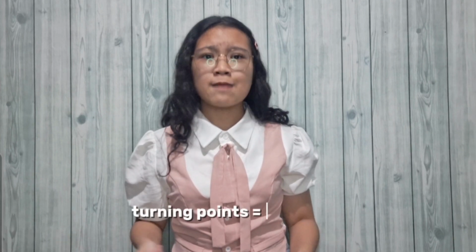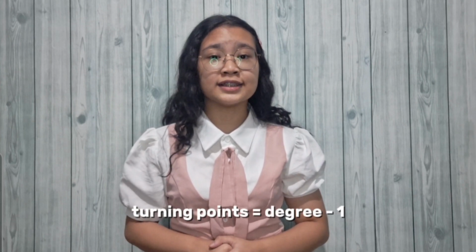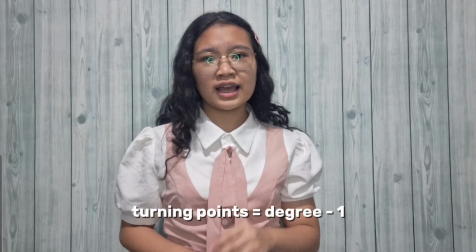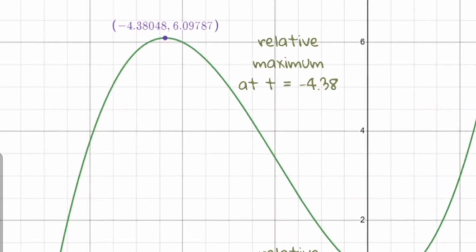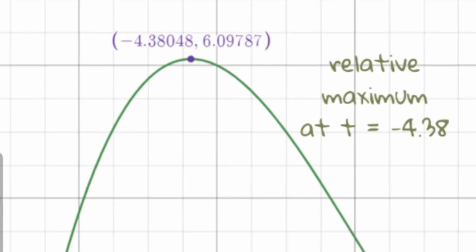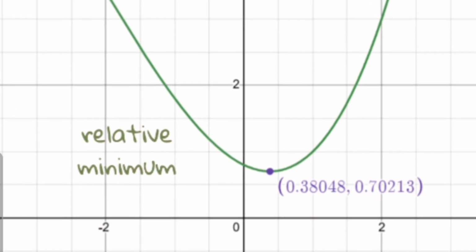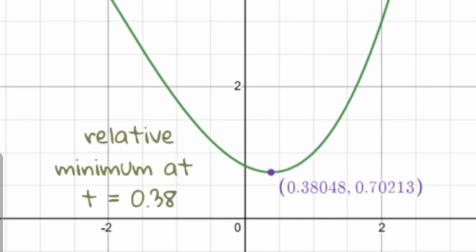But did you know that the highest power in the function, or the degree, which in this case is 3, has a relation with the graph? But how? The turning points are 1 less than a degree. Since we have 3 as a degree, there are 2 curves. These are also where our relative extrema are. Our relative maximum is the highest point, or in this case at t equals negative 4.38. And the relative minimum is the lowest point, or in this case at t equals 0.38.